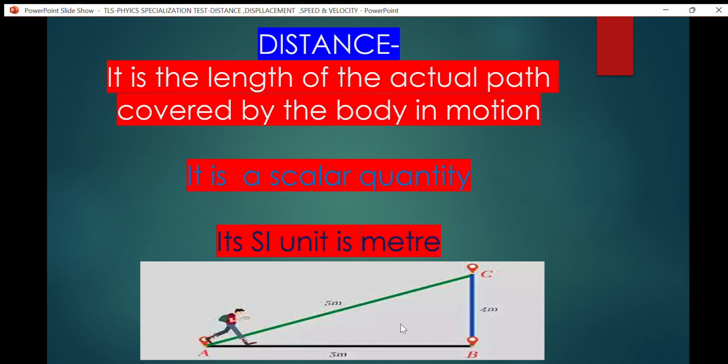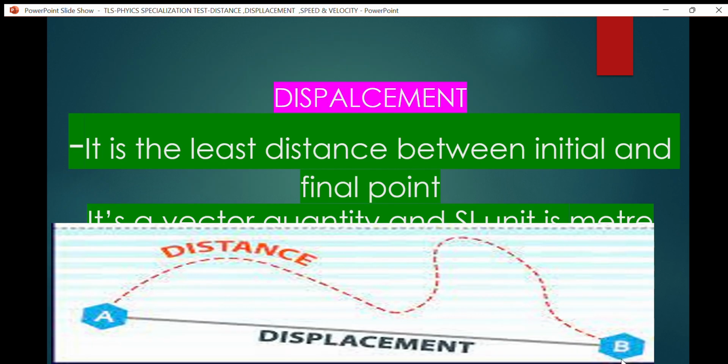But if the person goes first to B, then to C, first he covers 3 meter, then 4 meter. So the total length of the path will be 3 plus 4, 7 meter. Distance has no particular direction, so it is considered a scalar quantity and its SI unit is meter. So distance is basically the length of the actual path covered by the body in motion. It's a scalar quantity, its SI unit is meter, and we always have to understand that distance is always positive.